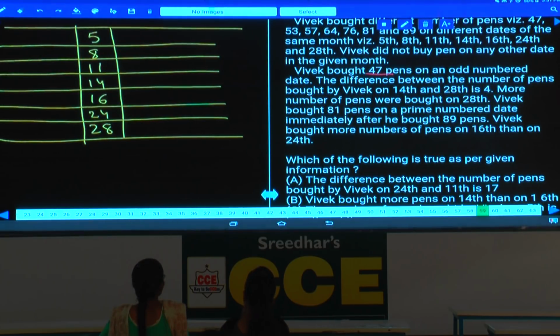Tell me where we can write this 5 and 11. Now Vivek bought 47 pens. Now this can be 47 on 5. If this is 47, the other possibility is what? The other possibility is that 47 can be on 11. Clear now? 2 possibilities on an odd number date.